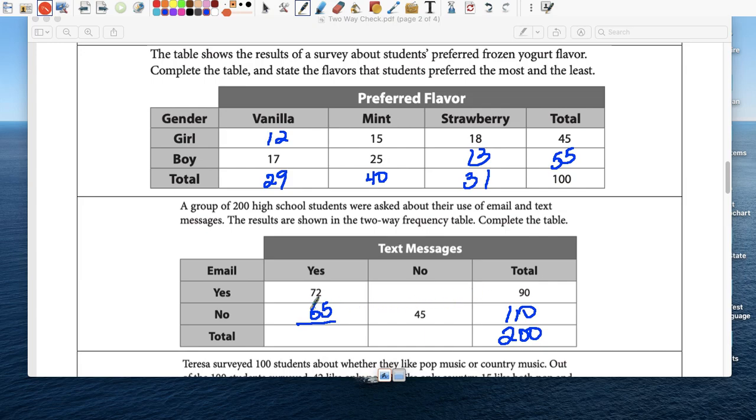Right? Now we can go up and down. 72 plus 65 is 137. And you see how it becomes super easy. Now we're going to go this direction. 72 plus something equals 90, and that something is 18. Then up and down, 18 plus 45 is 63. And then just to confirm, 90 plus 110 is 200, so that's a check. 137 plus 63 is 200. That's also a check. We're good there as well.